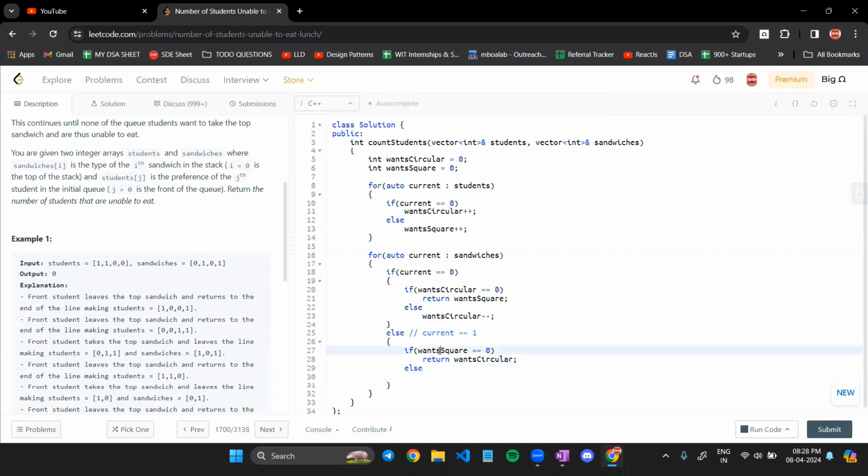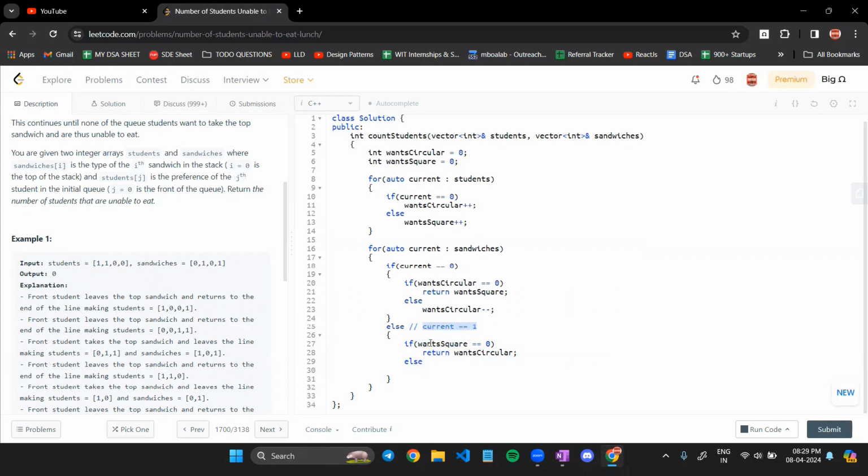The else case could be that the top element of our stack is a square sandwich and we have students who want a square sandwich. And since there exists a student who wants a square sandwich, what we will do? We will assign a square sandwich to them by decrementing the want square count by 1. Correct? Because he wanted a square sandwich, so we will assign him a square sandwich. And since that particular child got his order processed, that's why we are decrementing it by 1.